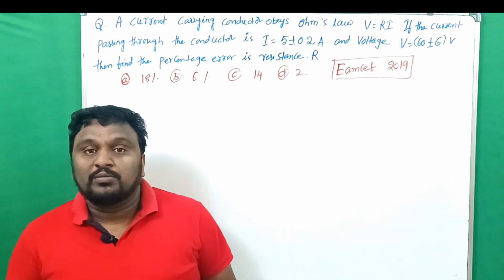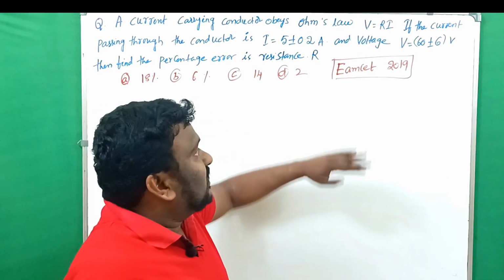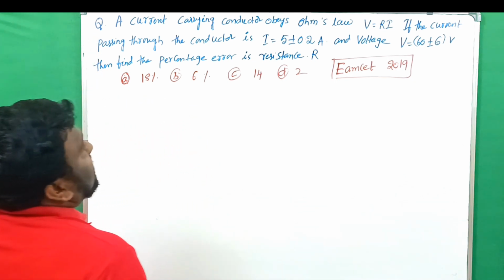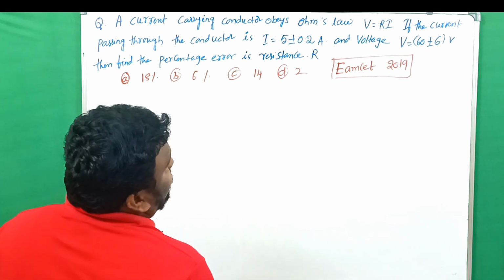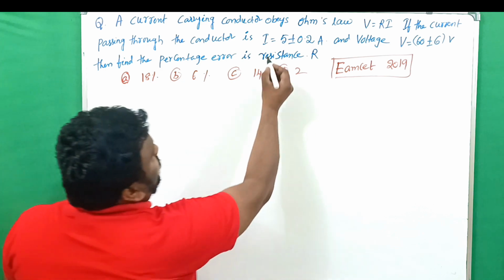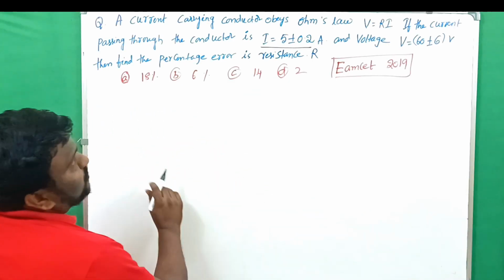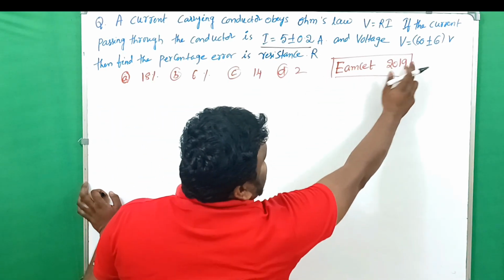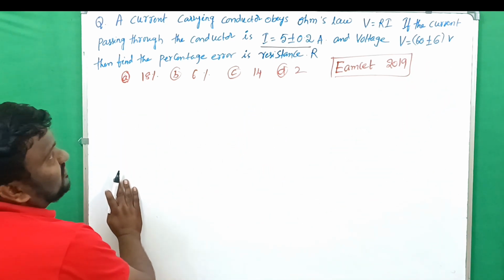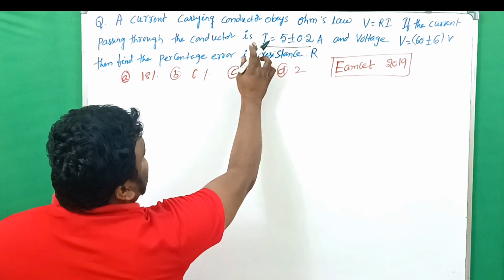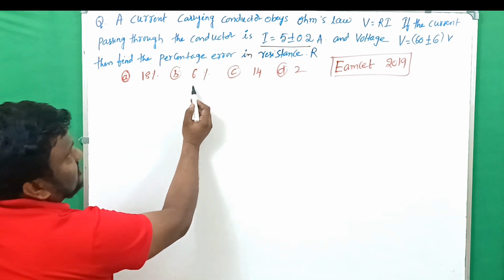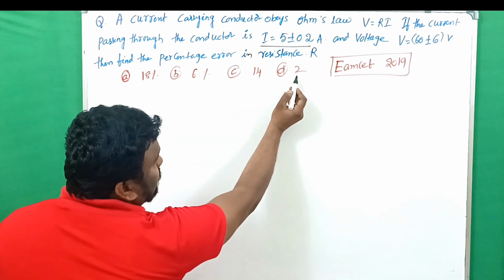Let's see another problem. It was given in EAMCET 2019 shift 2. A current carrying conductor obeys Ohm's law, V is equal to Ri. If the current passing through the conductor is I is equal to 5 plus or minus 0.2 amperes and voltage is 60 plus or minus 6 volts, then find the percentage error in resistance R. So options are given: 18%, 6%, 14% and 2%.